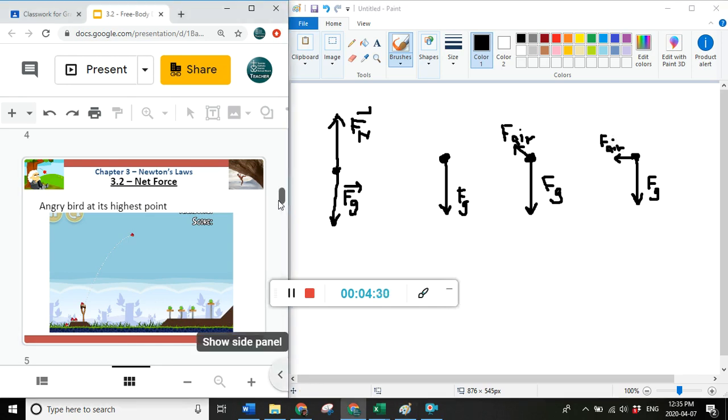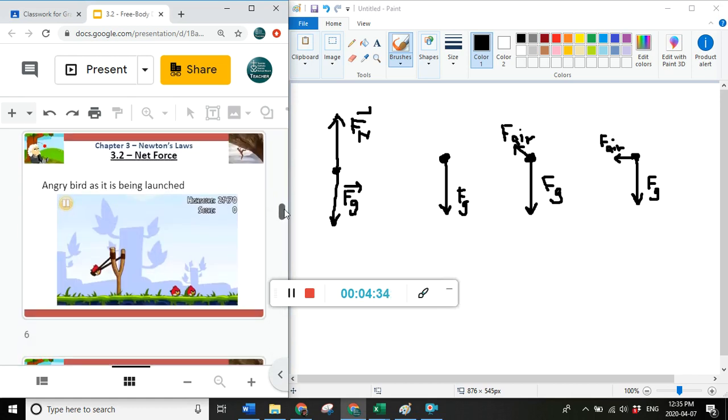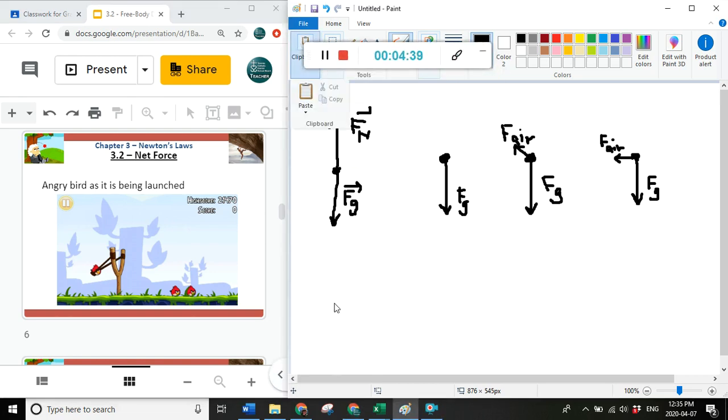Okay, let's continue. The angry bird as it is being launched. Well, let's start with the dot. Now, before we do anything, I know gravity is impacting my angry bird. That's a given.